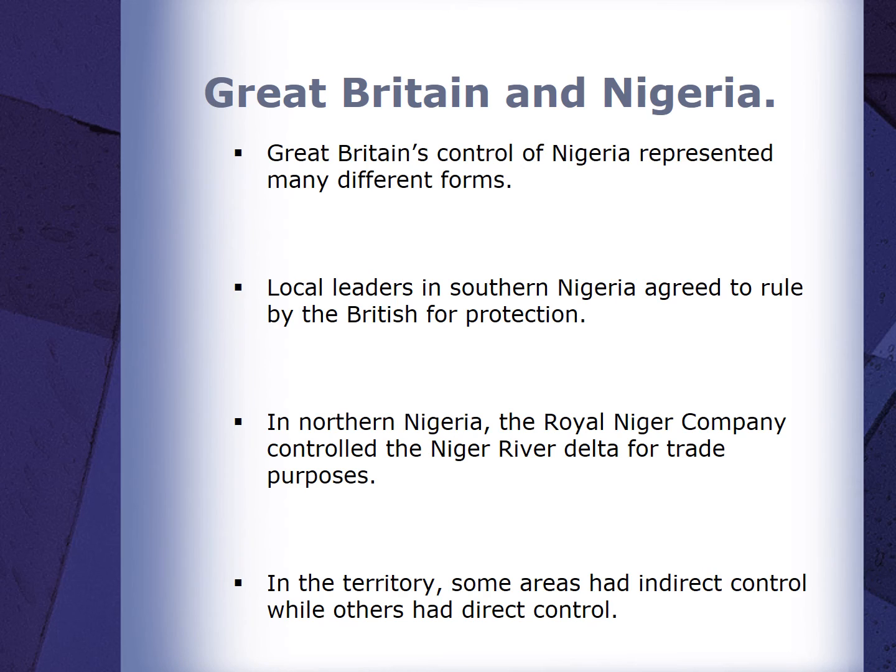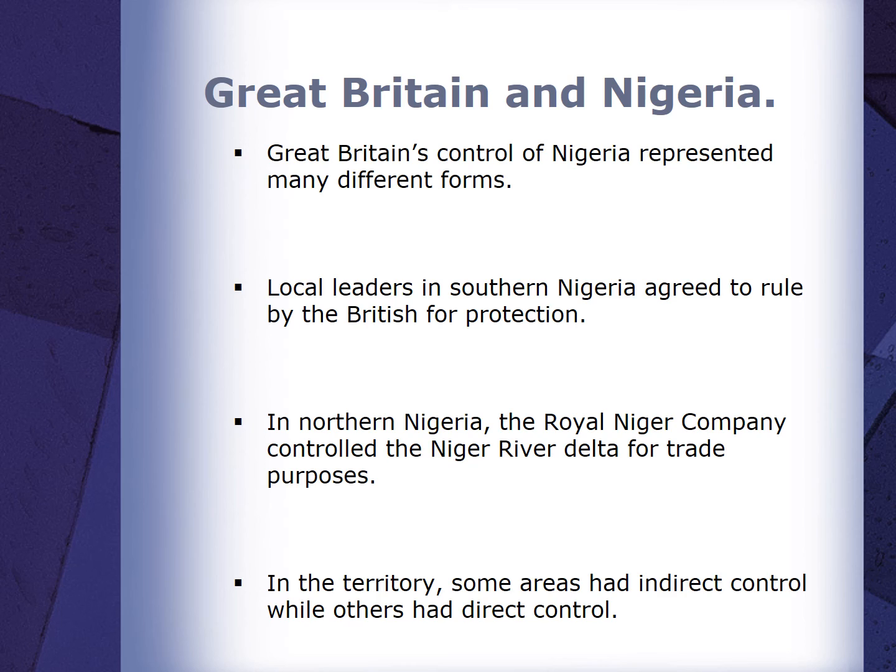All right, let's take a look at a certain case. So we have Great Britain and Nigeria. And why I'm doing this is to show you that it didn't have to just be one way. Like a European country or another country didn't just control a country in one certain aspect. They could have different ways that they controlled throughout the country. So that's what we have here. Great Britain's control of Nigeria represented many different forms.